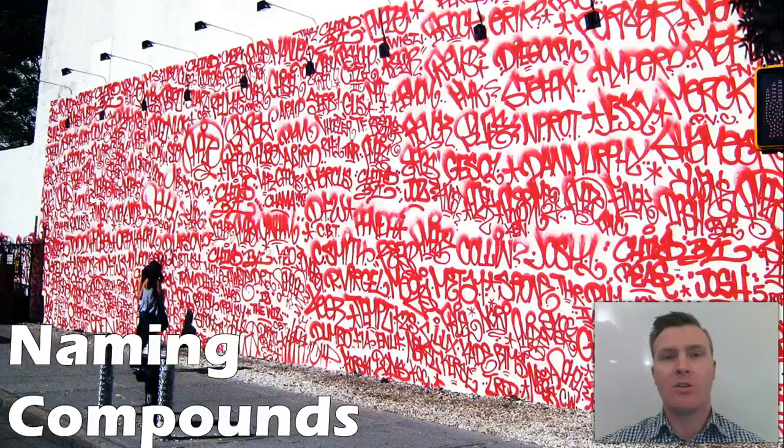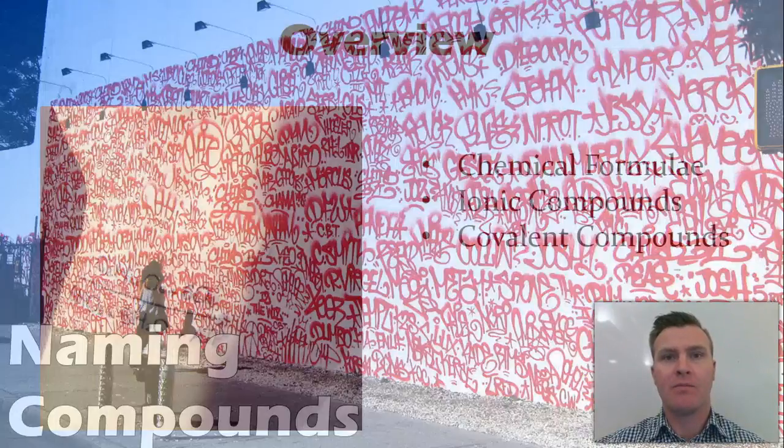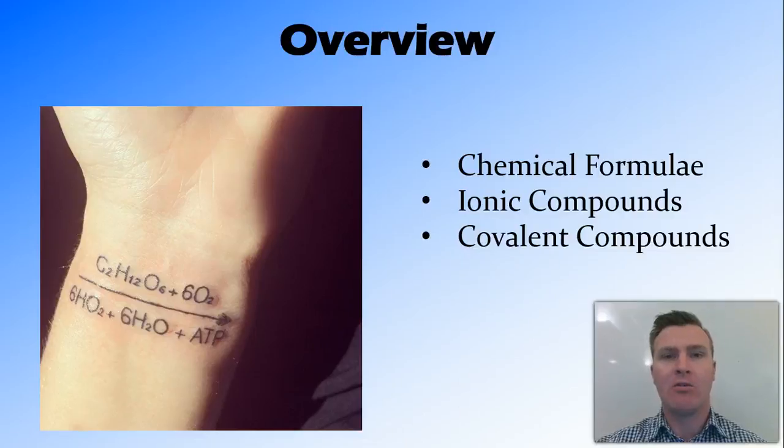In this video, we're going to look at naming compounds. We're going to cover writing chemical formulae, then naming ionic compounds, and naming covalent compounds.